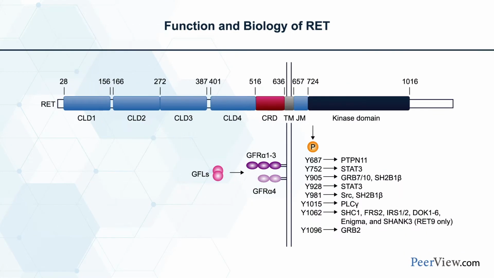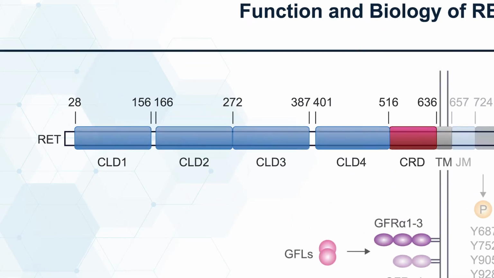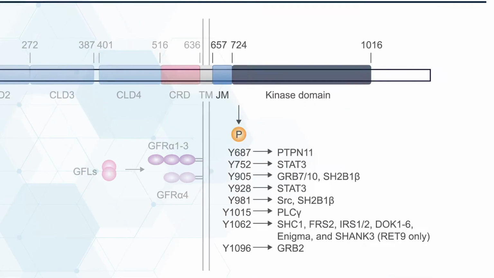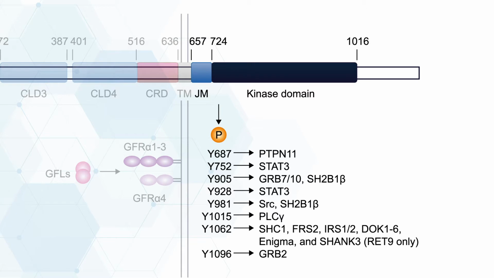So now let's turn our attention to the function and biology of RET. RET encodes a receptor tyrosine kinase, RTK, that contains a large extracellular domain, a transmembrane domain, and an intracellular tyrosine kinase domain. And here's an example of what it looks like with the domains shown on the schematic.